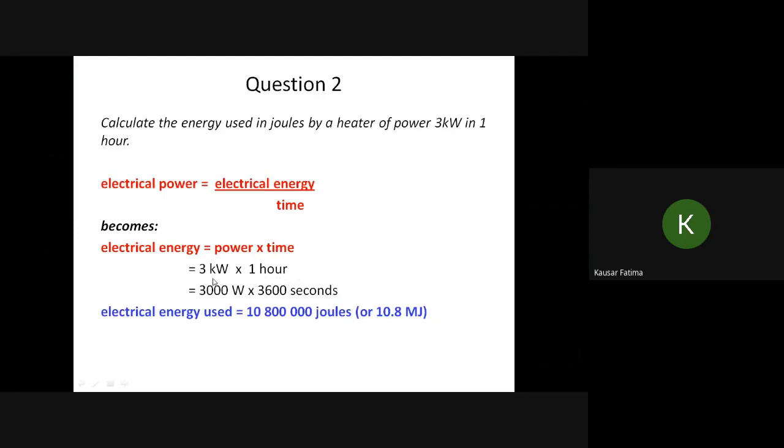For all appliances, their power and the time for which they are used, like a fan, 200 watt, used for 4 hours, you can calculate that energy. For that purpose, we keep our power in kilowatt and time in hours, because sometimes we use appliances for a longer time. Seconds will give you a very large number with so many digits. So to reduce the number of digits, we keep them in the bigger unit, like power in kilowatt and time in hour. Then the answer comes in kilowatt hour.